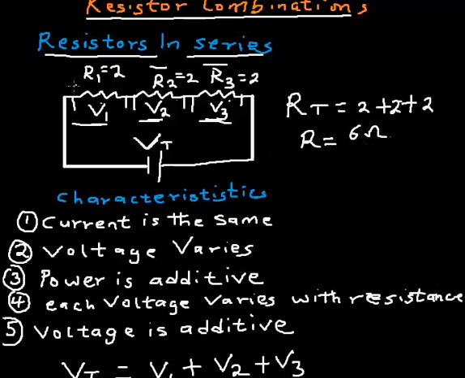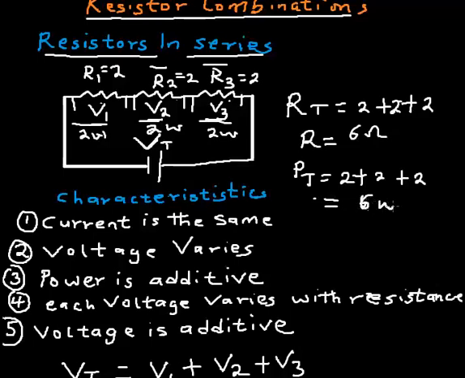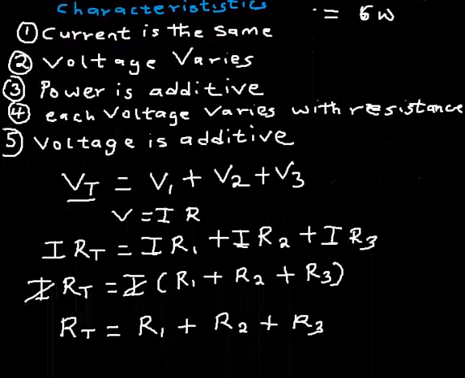The same thing happens with their power. Let's say R1 consumes 2 watt, R2 consumes 2 watt, R3 consumes 2 watt. So the total power the three of them will consume is going to be equal to 2 plus 2 plus 2, which of course is going to be 6 watt. Okay, so I hope that is well understood.